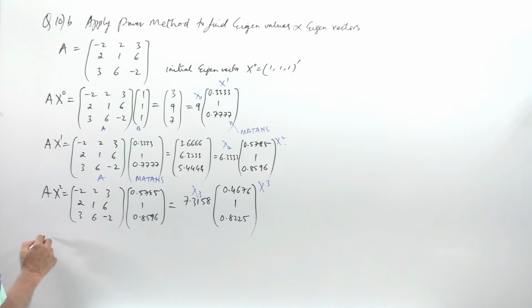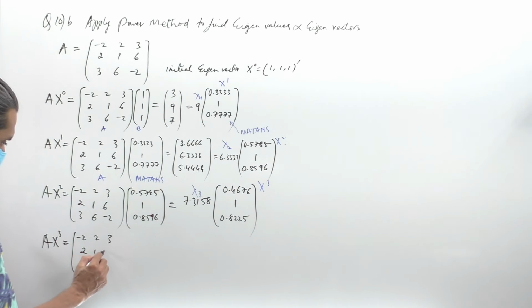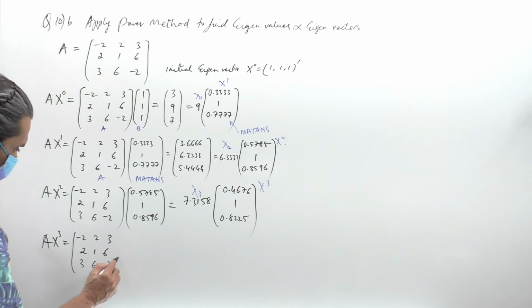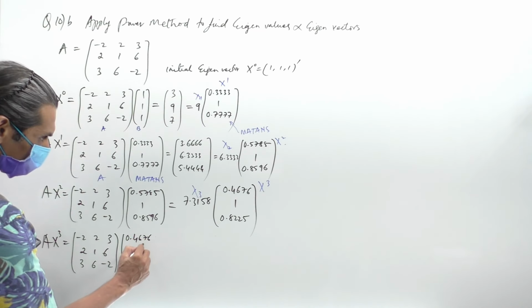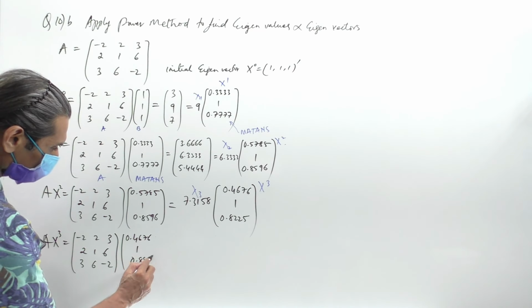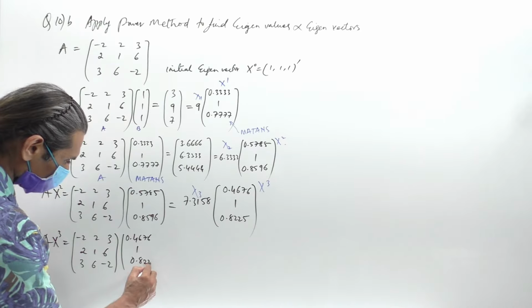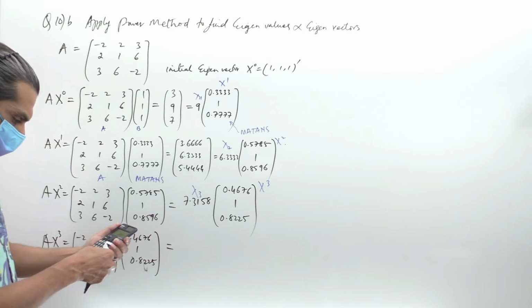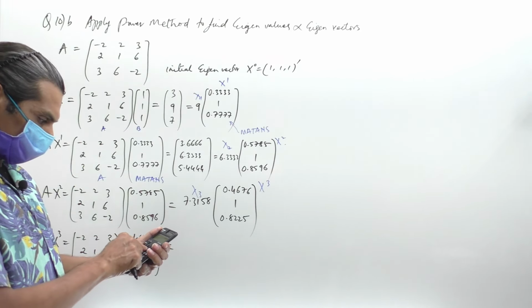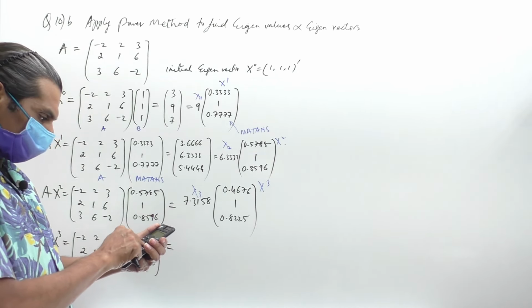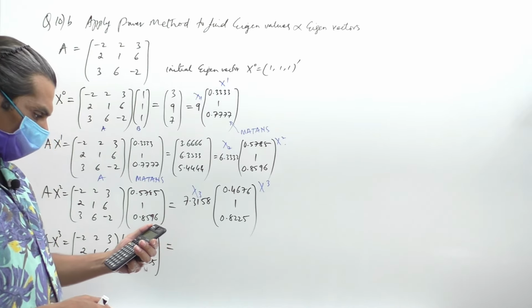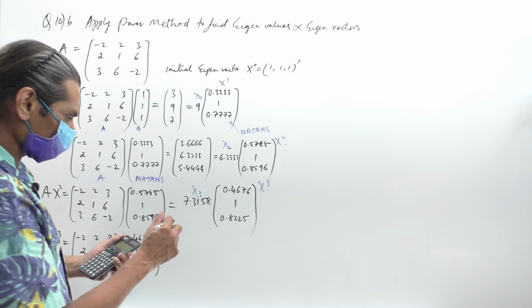Now again A into x3 is equal to minus 2, 2, 3, 2, 1, 6, 3, 6, minus 2 into 0.4676, 1, 0.8225. As you know the process now, this will again be AC, catalog, matrix, go to matrix A into catalog, matrix, go to mat answer, execute. So again I am getting the highest value as 6.8705.